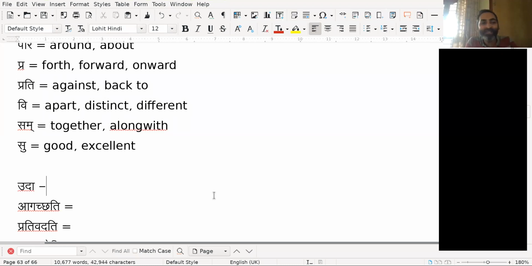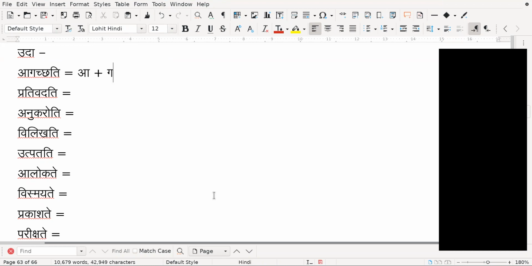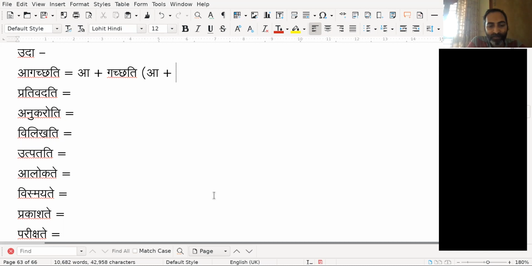Now let us go roll number wise and try to identify the dhatu here. We'll start with Baswaraj Mahodaya. Agachati. Can you say a plus gachati? Then the dhatu basically will become a plus gam. What is that? Gam dhatu, right? Okay. Who is next?